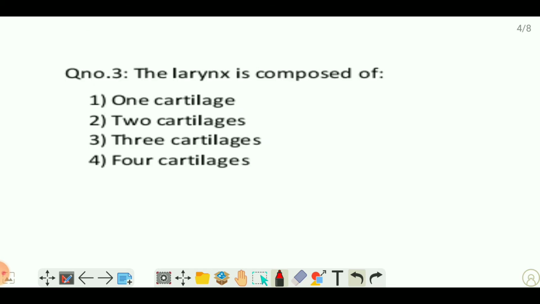Moving on to question number third. Question number third says the larynx is composed of one cartilage, two cartilages, three, or four cartilages. The correct option is three cartilages. The larynx has three major cartilages: epiglottis, thyroid, and cricoid.